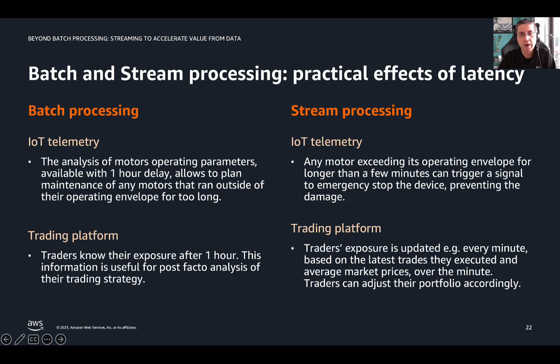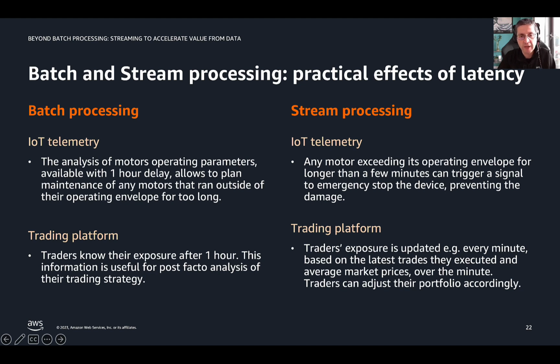Let's get back to our use cases and see the practical effect of processing data in batches or in streaming. And please note that neither of these use cases is considered low latency or strictly real time. So for motor telemetry, if we process data every hour, this gives us the possibility of identifying the potentially damaged motors and then schedule maintenance to prevent a complete failure. But if we process data continuously, we can act as soon as we identify a motor at risk and then send a signal to stop the motor and prevent any damage.